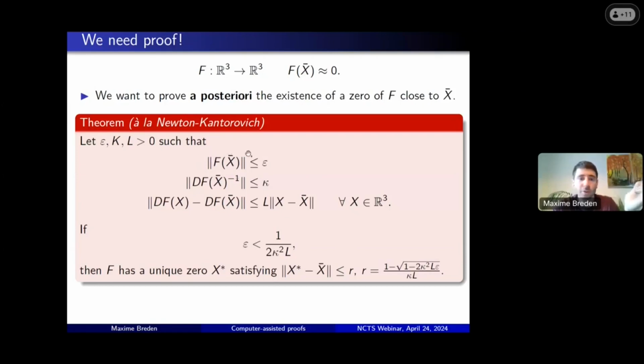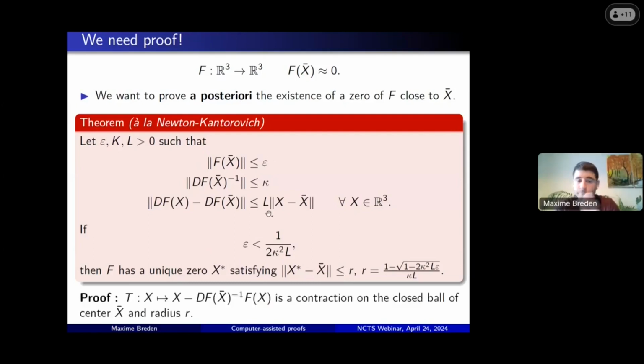So this theorem tells you that if the residual error, which is controlled by epsilon, is small enough, and it makes it very explicit what small enough is in terms of the inverse of the Jacobian at the numerical solution and some kind of Lipschitz bound on the derivative, then you have a unique 0 of F close to x bar, and you have an explicit error bound in terms of those estimates. And the proof of this is really not hard. It's just applying the contraction mapping theorem to this Newton-like operator. So again, the theorem itself is not hard.